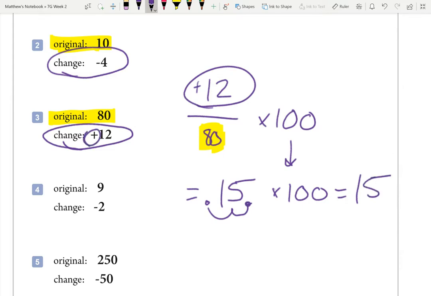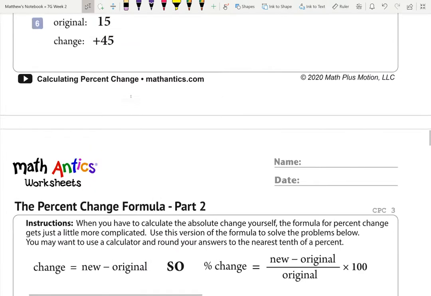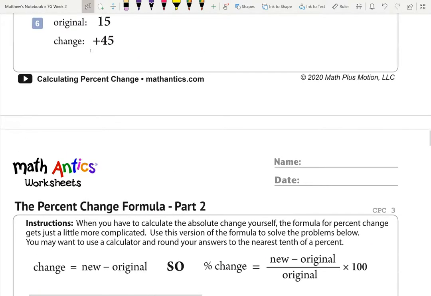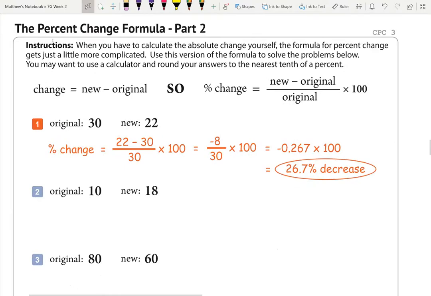And notice it's positive. All right, I'm going up from 80, what would be 92. So it's going to be a 15% increase. Make sure I include that increase below. All right, so you're going to go ahead and finish the rest of that worksheet here. And here's the percent change formula part 2.